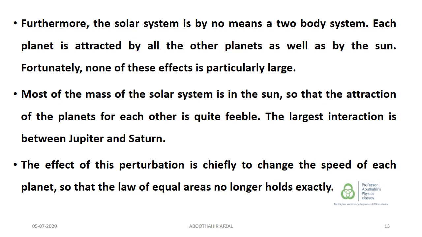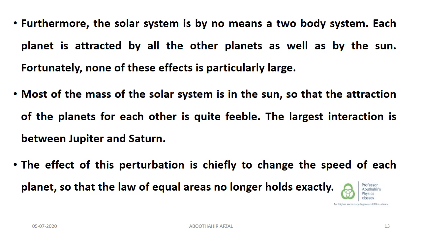So there may be small perturbations or approximations. Most of the mass of the solar system is in the sun, so the attraction of the planets for each other is quite feeble, and the largest interaction is between Jupiter and Saturn. You can see that the bigger planets, Jupiter and Saturn, have the highest interaction, which is considerable when you compare it with the attraction between the sun and Jupiter or the sun and Saturn. The effect of this perturbation is chiefly to change the speed of each planet, so that the law of areas no longer holds exactly.